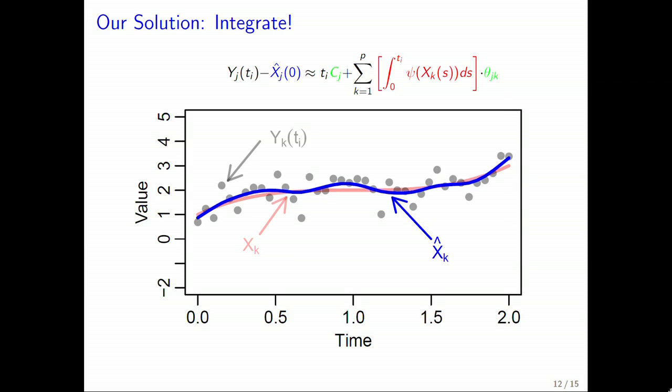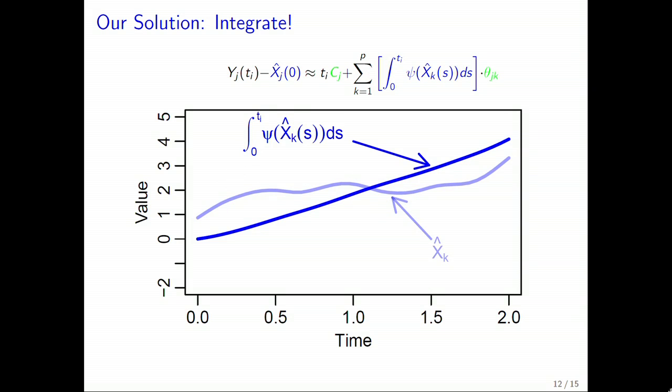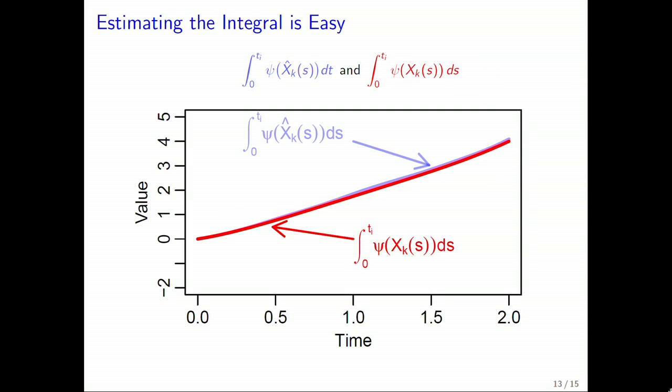And there's still a quantity on the top right that I don't know. It's the integral of x. And what I'm actually going to do is I'm just going to take my estimate x hat, and I'm going to integrate it. And I'm going to treat that as my estimate of the integral of x. And it turns out that that estimate is actually spot on. So in blue, I have my estimate of the integral of x. And in red, I have the true integral of x. And you can see the difference between them is almost not distinguishable by eye. My estimate of the integral is almost perfect.